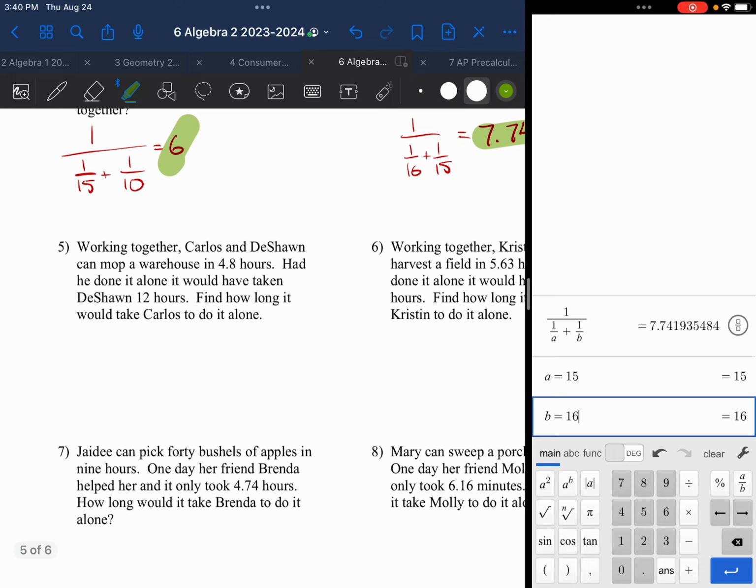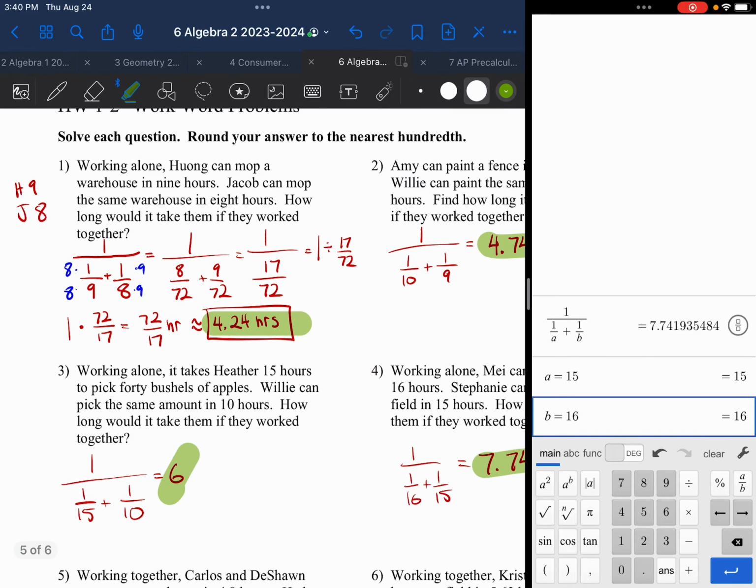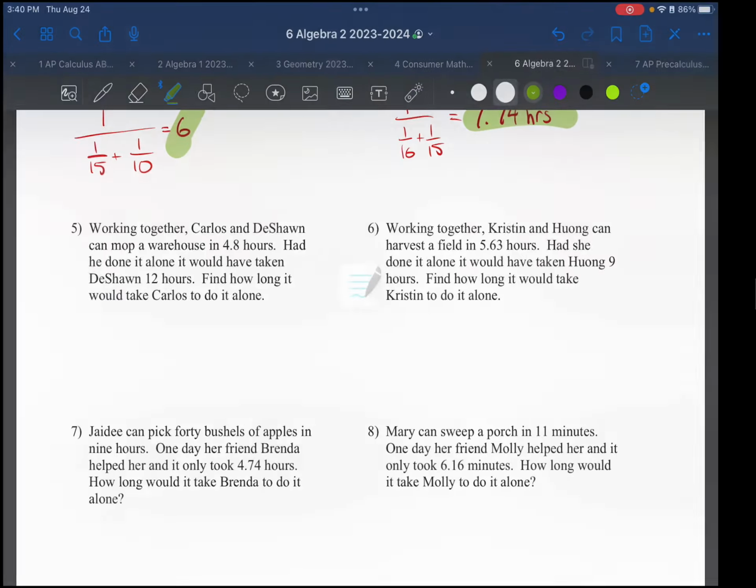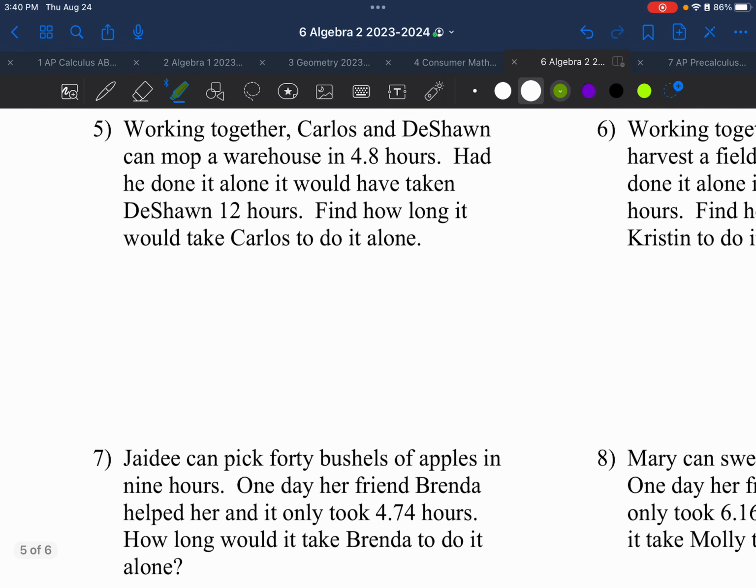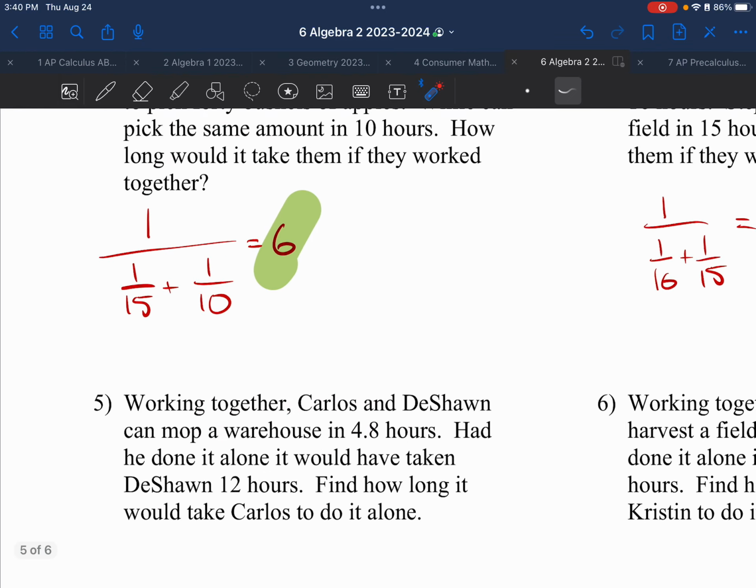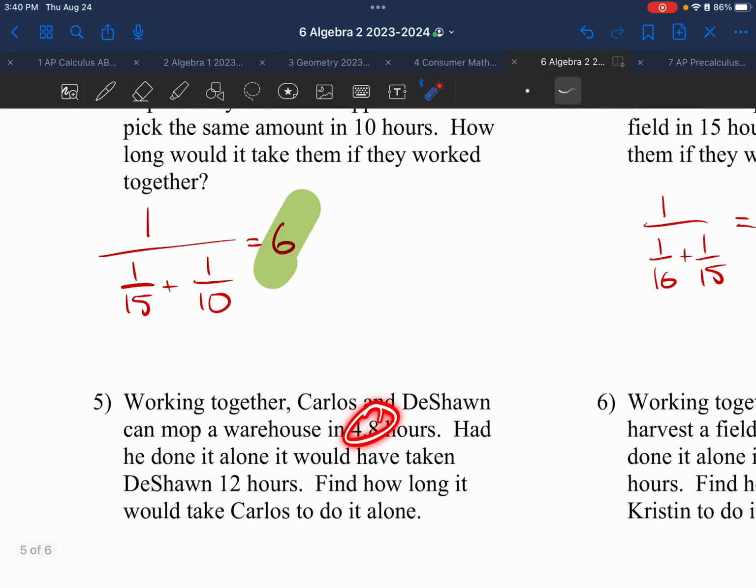Okay, number 5 is a little bit harder, and I'm going to do all the math like I did for number 1 to show you where everything comes from. So we don't need the calculator until later. And number 5, we're going backwards because this is the together amount. Together, they can do it in 4.8 hours, which means that was the answer. Together, now they have 4.8 hours.